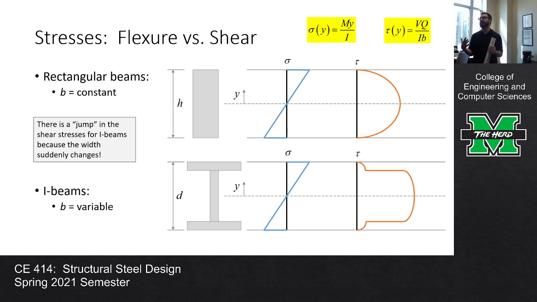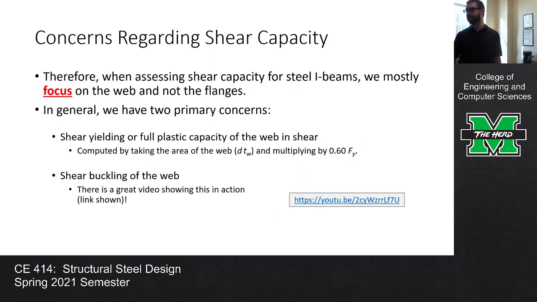So whenever we look at I-beams, whether they're rolled W shapes or plate girders, and we're looking at shear, we look at the webs. That's what we focus on. And this is why, because the shear stress is primarily contained in the web. There's an old way of thinking about I-beams that the moment is sort of carried by the flanges and the shear is carried by the webs.